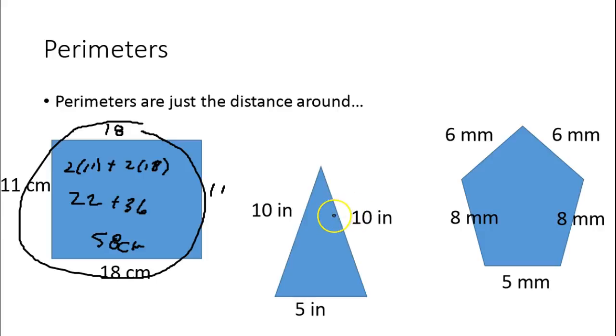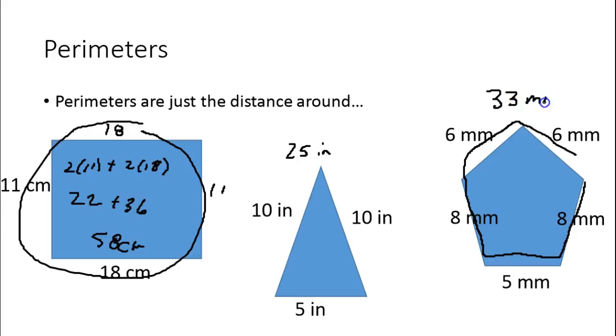Triangle, this is a little isosceles triangle here. What would be the distance around? 10 plus 10 plus 5. So the distance around that triangle would be 25 inches. The perimeter would be 25 inches. Here I've got a pentagon. Simply add it up. 6 plus 6 is 12 plus 8 is 20 plus 5 is 25 plus 8 is 33. So the perimeter of that pentagon would be 33 millimeters.